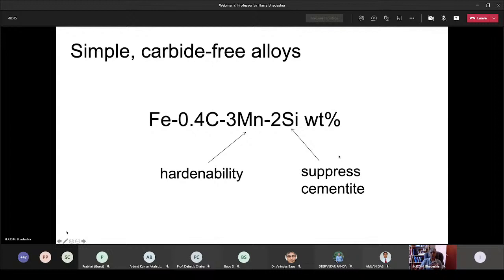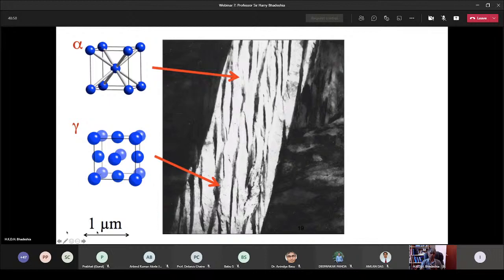And sure enough, when you transform it isothermally, you get this beautiful structure. This is 1 micrometer in size. So the plates are about 0.2 micrometers in thickness. And in between the plates, we have the carbon-enriched austenite, not cementite, because we have our 2 weight percent of silicon in the steel.